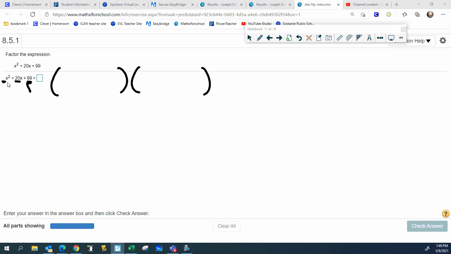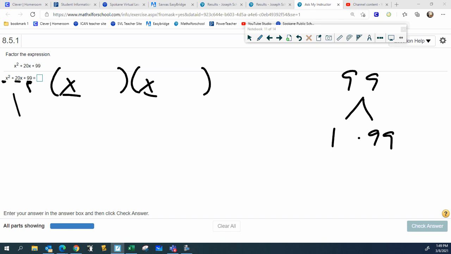So in the first spot for each binomial, there's only one way that we can get x squared, and that's having an x here and an x here. So we know that has to be true. And then we just start listing factors of 99 that we know. Thankfully, there's not too many of them. We start to go through this, and we say, well, I know 1 times 99 is 99, but when I add 1 plus 99 together to get this middle term of 20, which is what I'm going to need to do, that's going to be 100. So that's not going to work.